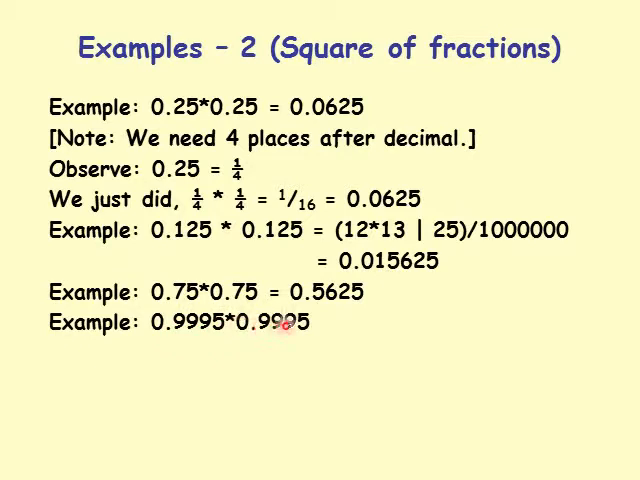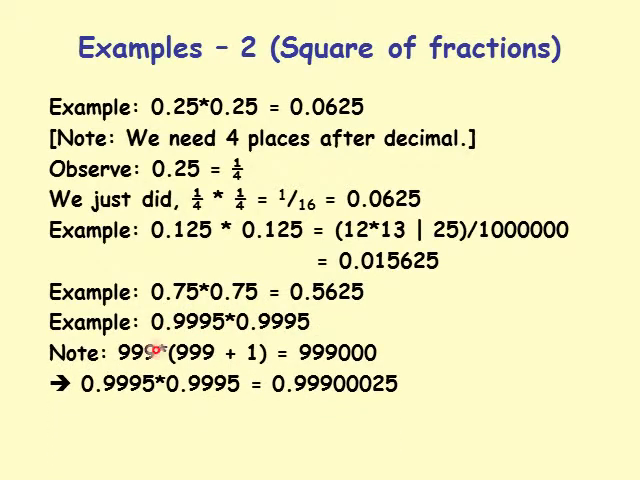Now 0.9995: 3 nines and 5, squared. On the left it's 999 times 1000, which is 999000, and on the right it's 25. So 0.9995 squared is equal to 0.99900025.